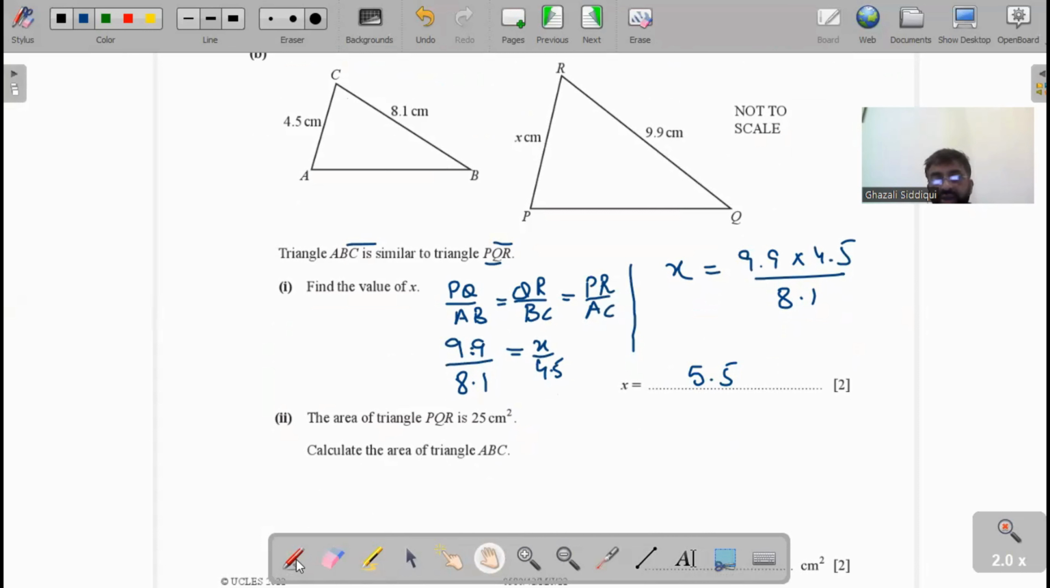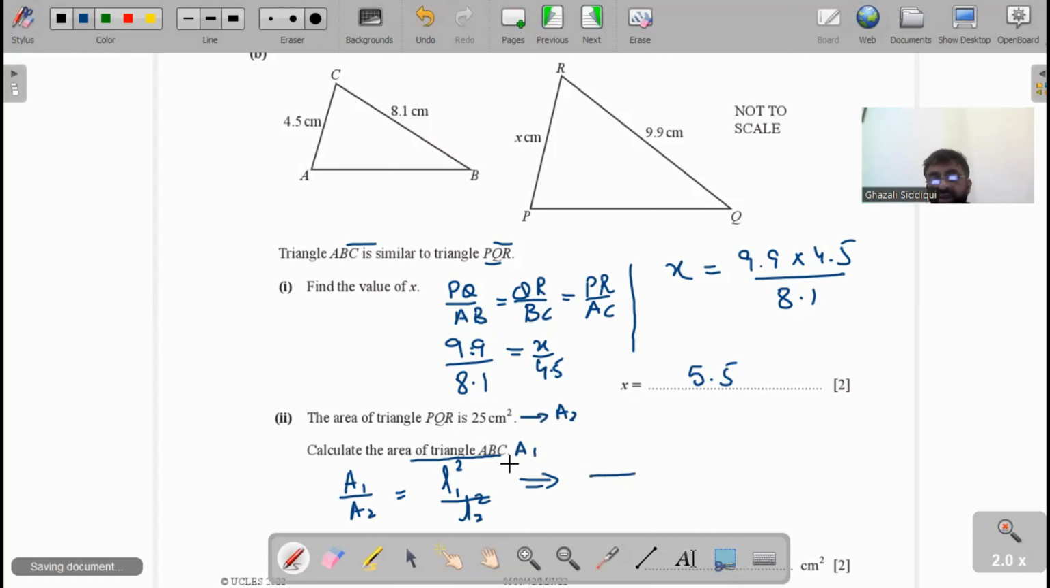The next part: the area of triangle PQR is 25 centimeters square. Calculate the area of triangle ABC. Now, if two triangles are similar, then the ratio of the areas of the triangles will be equal to the square of the ratio of the corresponding lengths. So the property of similar triangles is A1 over A2 equals L1 squared over L2 squared. We consider the area of triangle ABC as A1 and the area of triangle PQR as A2, which is 25.